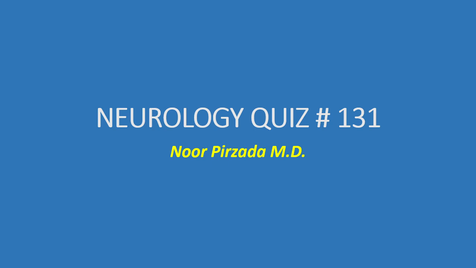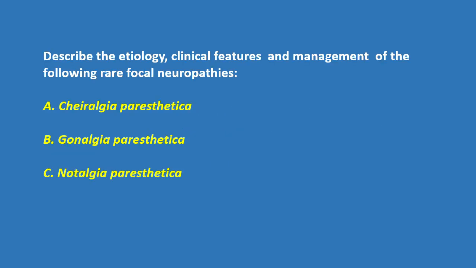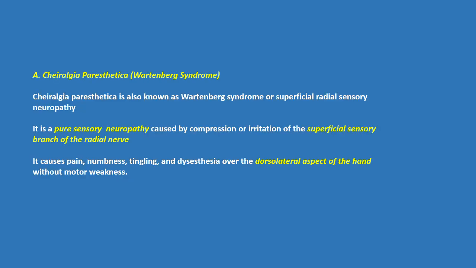Neurology Quiz number 131. Describe the etiology, clinical features, and management of the following rare focal neuropathies: Cheiralgia paresthetica, Gonalgia paresthetica, and Notalgia paresthetica. Cheiralgia paresthetica, or Wartenberg syndrome. Cheiralgia paresthetica is also known as Wartenberg syndrome or superficial radial sensory neuropathy.